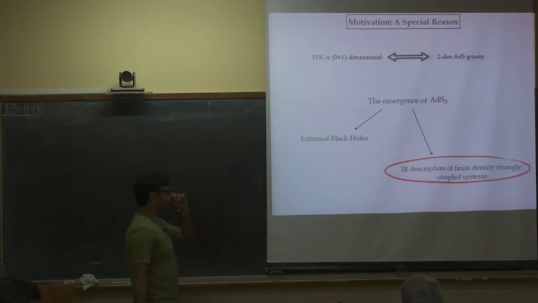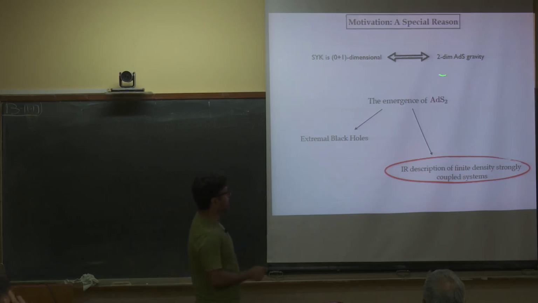Now, of course, this model, which I have not introduced yet but am still on the motivation part, is essentially a 0 plus 1 dimensional object. Therefore, it's just quantum mechanics, and we know that if it has to have a gravity dual, there has to be some role of two-dimensional AdS in there.